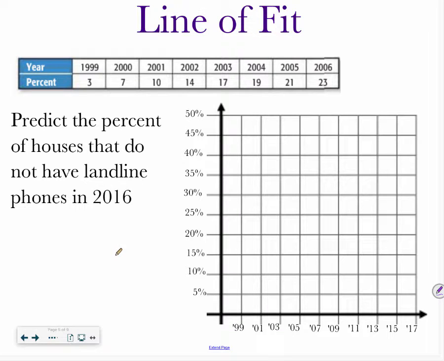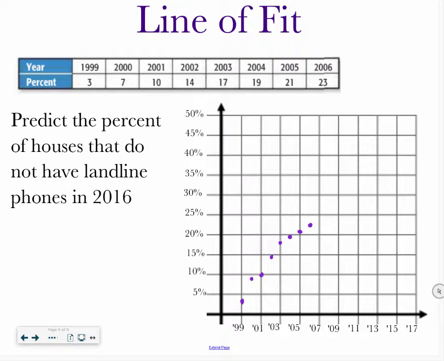So now let's look. We want to find the line of fit again. We need to plot our points. So 1999, our percent is 3. 2000, our percent is 7. 2001, our percent is 10. 2002, our percent is 14. 2003, our percent is 17. 2004, our percent is 19. 2005, it's 21. 2006, it is 23.